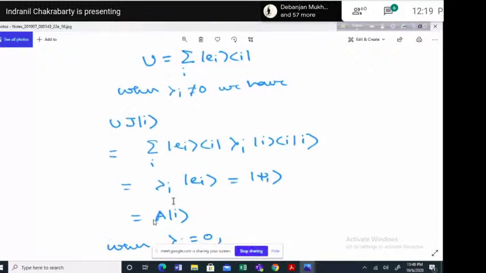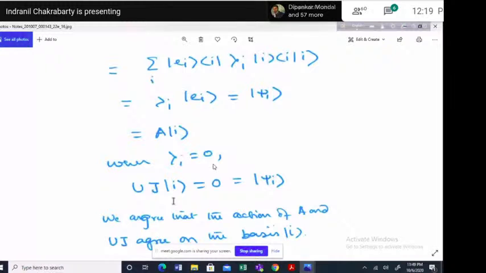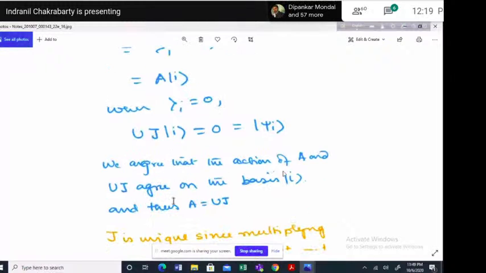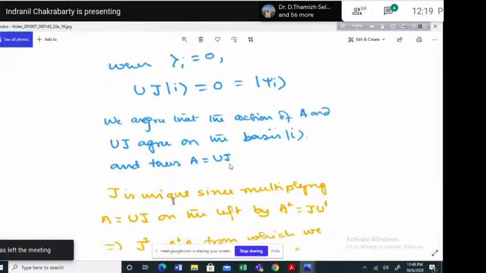That means these two operators say A is equal to UJ. This is also true for the case when lambda_i is equal to 0. So we argue that the actions of A and UJ agree on the orthonormal basis |i>, and thus A will be equal to UJ.